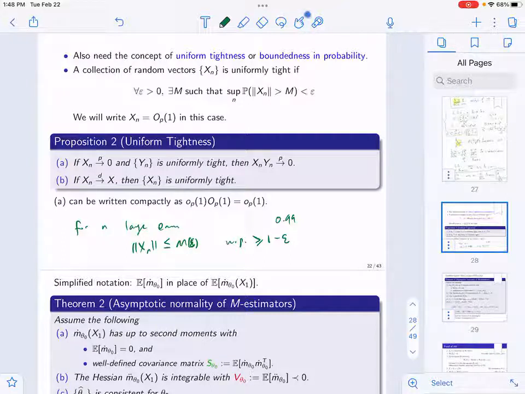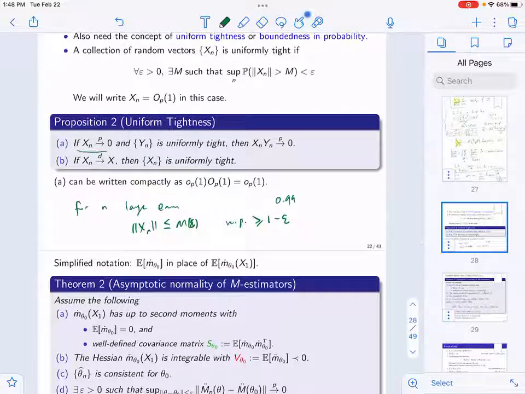You can have sequences such that the mass gets pushed towards infinity, and eventually everything is gone. Things are at infinity. This condition prevents that from happening. It's an interesting technical condition. Intuitively, it's boundedness. For all intents and purposes, it's boundedness, but a probabilistic version of it. If you know bounded sequences, this is the proper way of defining it.